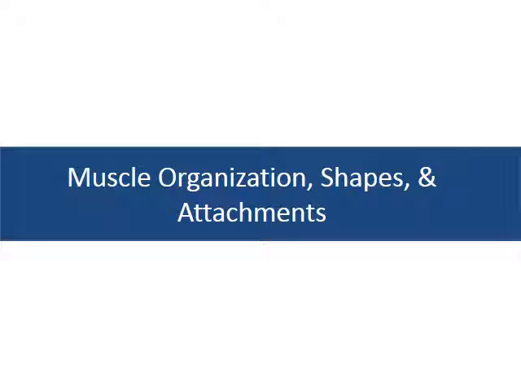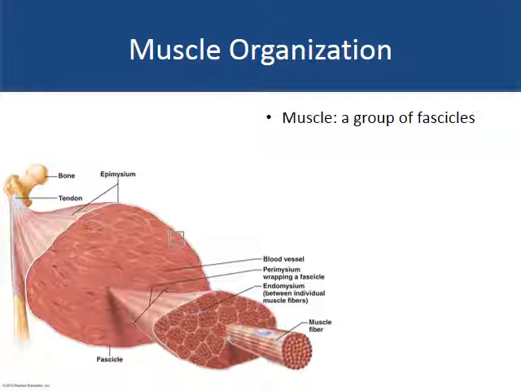This lecture will discuss the organization, shapes, and types of attachments of muscles. All muscles are organized into units called fascicles. Each muscle usually contains many fascicles. Here we can see one muscle fascicle, highlighted in yellow. Each fascicle is basically a bundle of muscle cells.